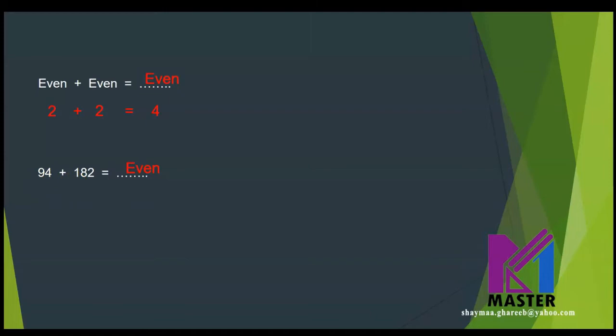You also substitute the even by 2 and the odd by 1. Here I have also two even numbers. So we know that even plus even equals even. 2 plus 2, 4, and 4 is even. Even minus even. So I will assume the first one is 4, then the second one will take it 2 to be able to do the subtraction.